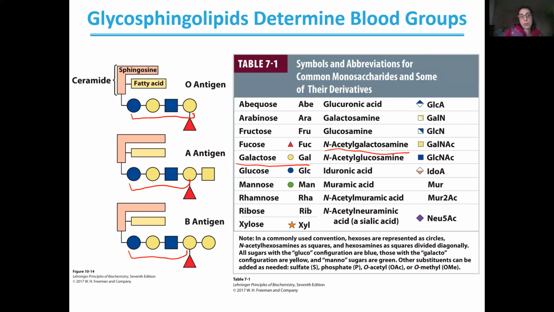Now, there are other sugars that are involved with this chain, but notice that they are the same amongst all 3 of the antigens. That whole portion of 5 sugars in the beginning stays the same throughout O, A, and B. It's only that last position that is the little change that would make you an O, A, or B blood type. And again, these are all on glycosphingolipids.